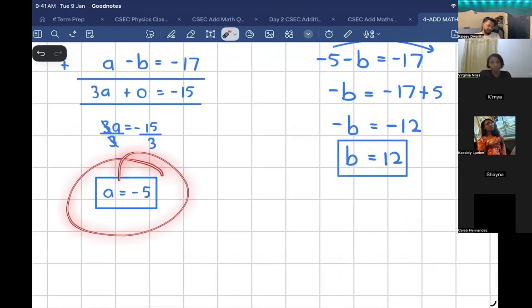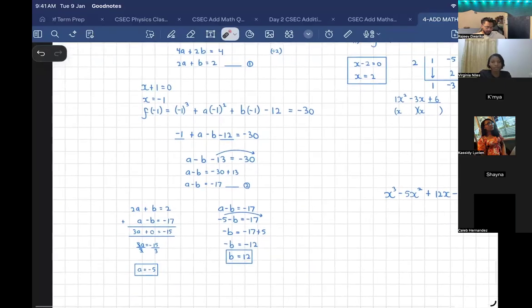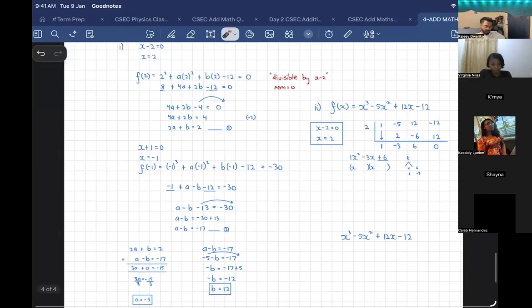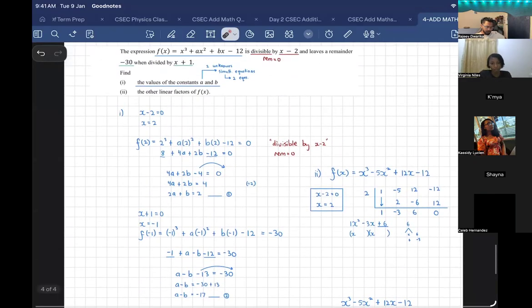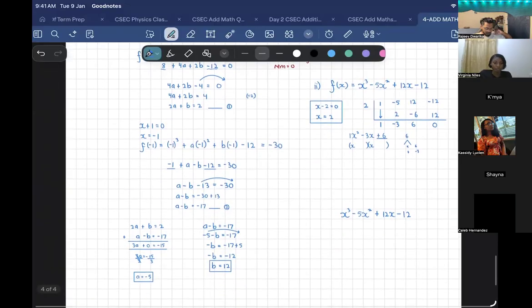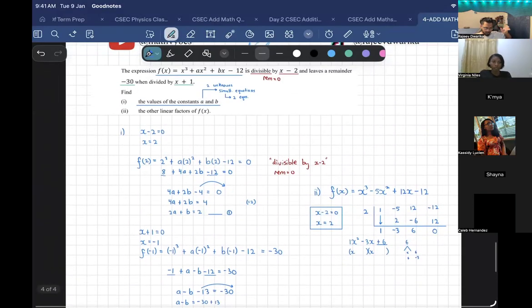Anybody want to tell me how I could check to see if A and B are correct? Plug it into one of the equations and see if you get back the minus 17 or the other thing. Correct. So minus 5, minus 12 here, that's minus 17. And then 2 by minus 5 is minus 10. Minus 10 plus 12, yeah, that's 2. That's correct. Did I plug it in correctly? So it was plus ax squared, so that'll be minus 5x squared plus bx plus 12x minus 12.